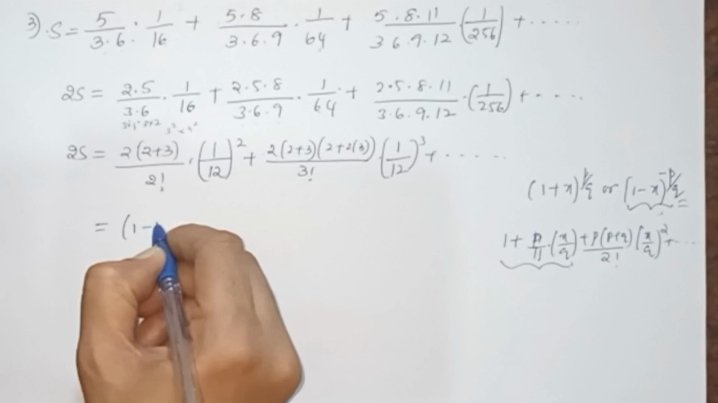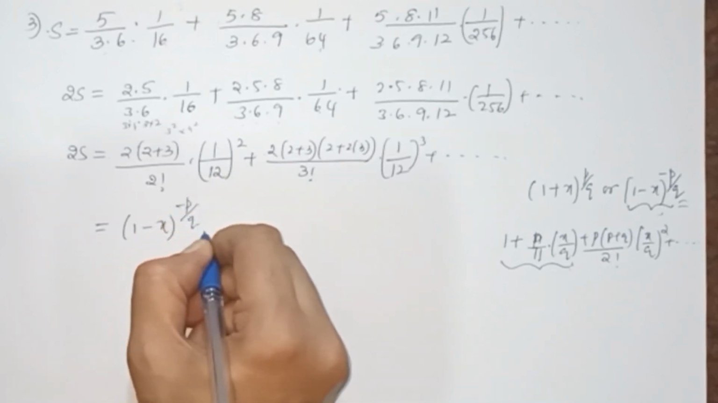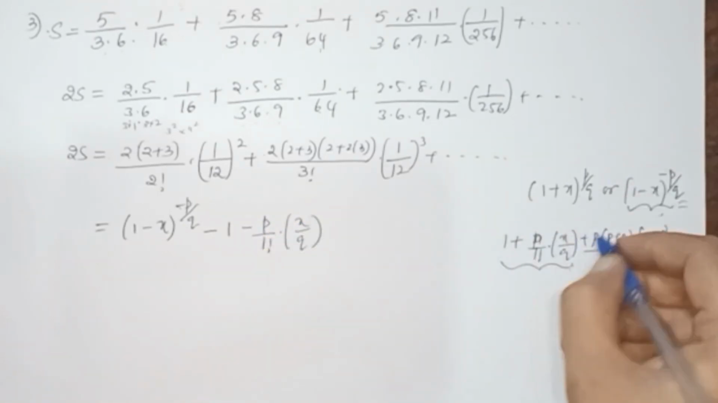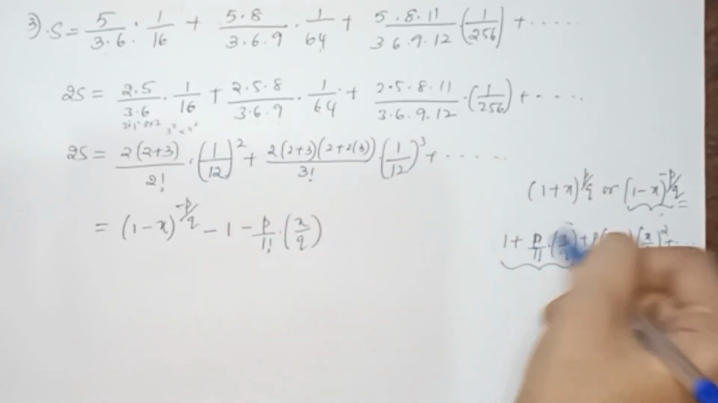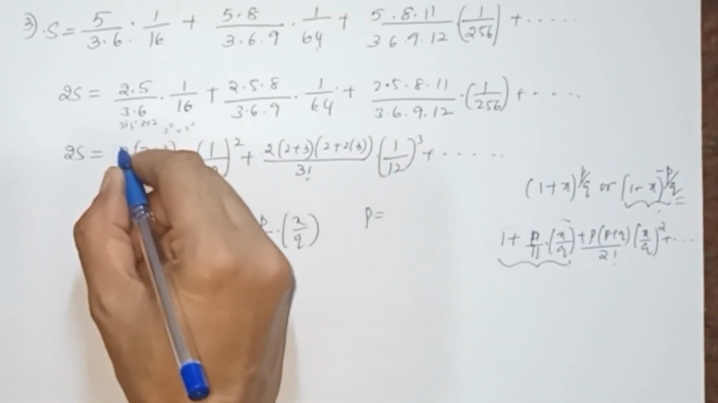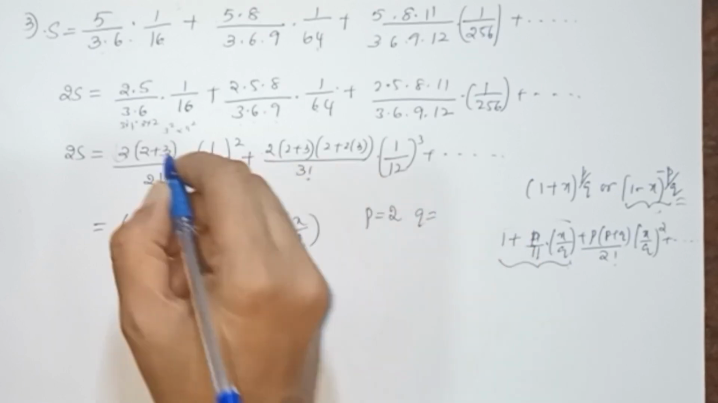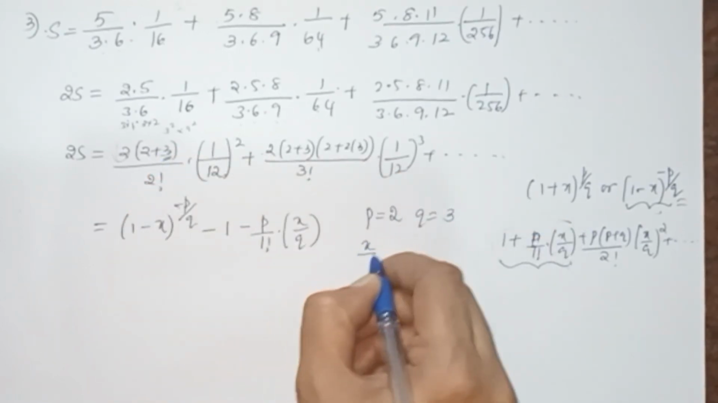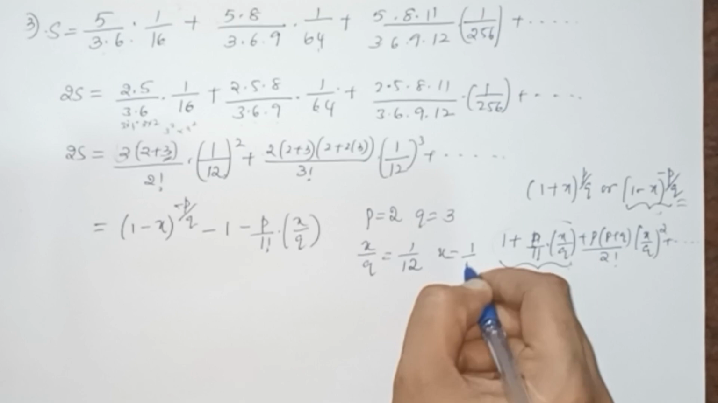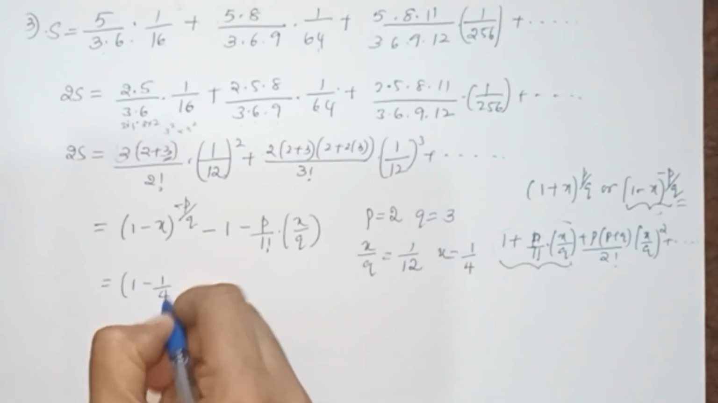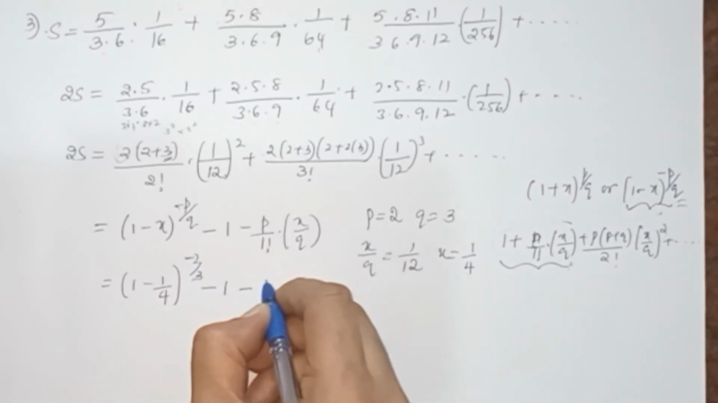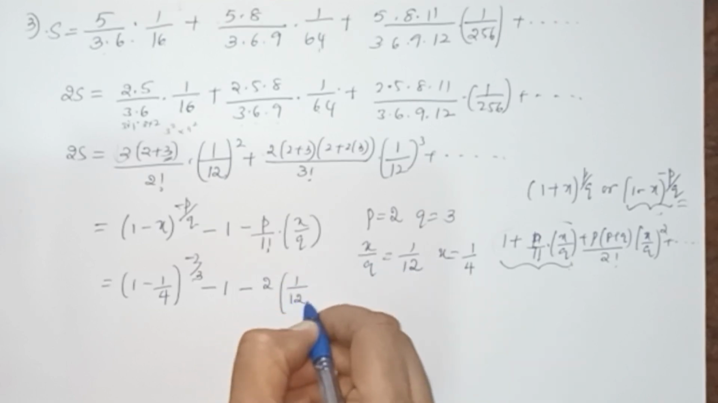Therefore, these have to be taken to the left hand side. That is equal to 1 minus x to the power minus p by q minus 1 minus p by 1 factorial into x by q. So these two terms are not there in the series, so they have to be taken to the left hand side. Now here, what is the value of p? p equal to the first factor, that is 2, q equal to the common difference, that is 3, then x by q equal to 1 by 12. So x equal to 3 by 12, means 1 by 4. Substitute all these values. 1 minus 1 by 4 whole power minus 2 by 3, minus 1 minus p is 2 into x by q is 1 by 12.